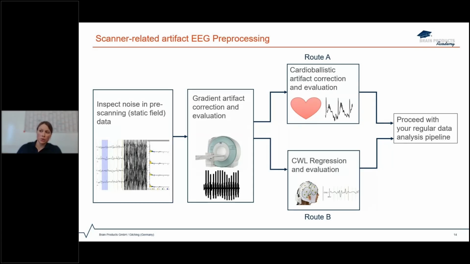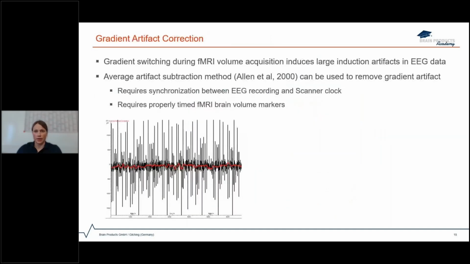Now, I'm going to only briefly highlight what this artifact looks like in the EEG data and what we hope to achieve once we've removed the artifact, just to give you a better idea of what to look for in the EEG data when it has been acquired in the MR environment. So let's begin with the gradient artifact.